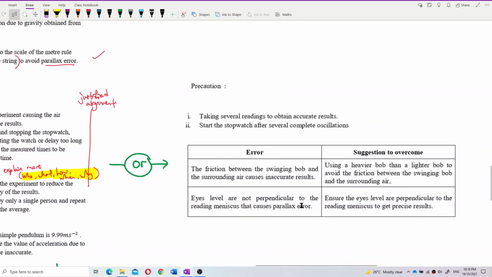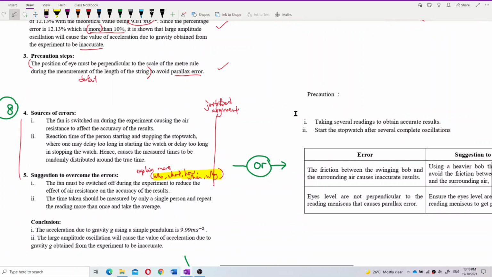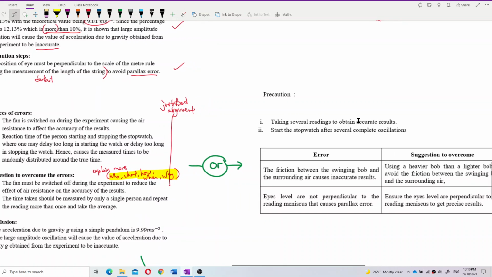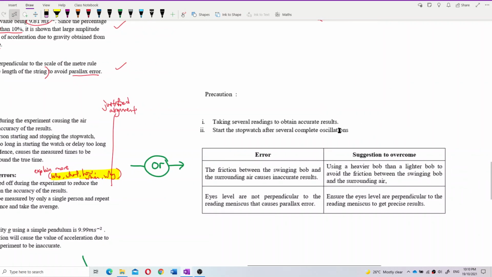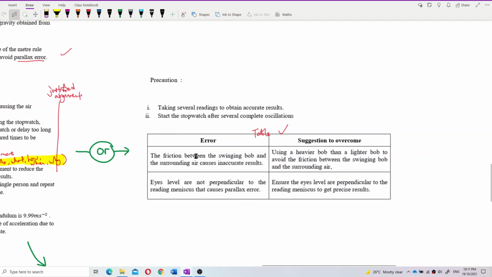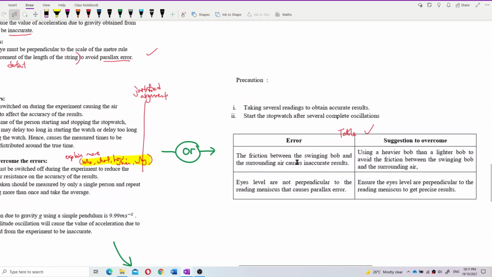And then the other one also, you can write like this. Okay, you see that? The other person writes the precaution here: taking a few readings to obtain accurate results. Start the stopwatch after several complete oscillations. Okay, precaution. Then errors and overcome, you can write in tables also. You can also write in a table. So we also accept. Okay, the errors and the corresponding suggestions. Okay, friction. What? Explain who, what, how, when, why.